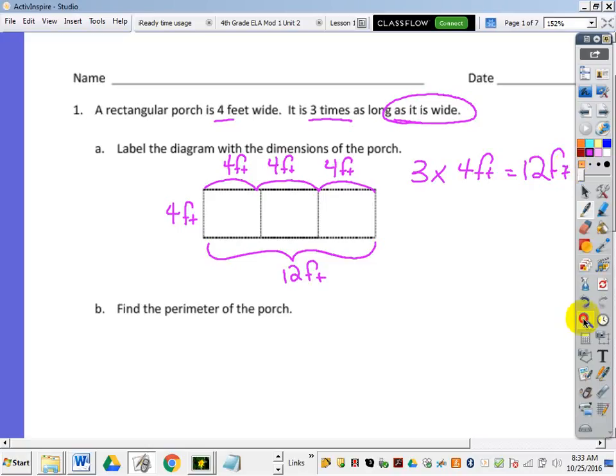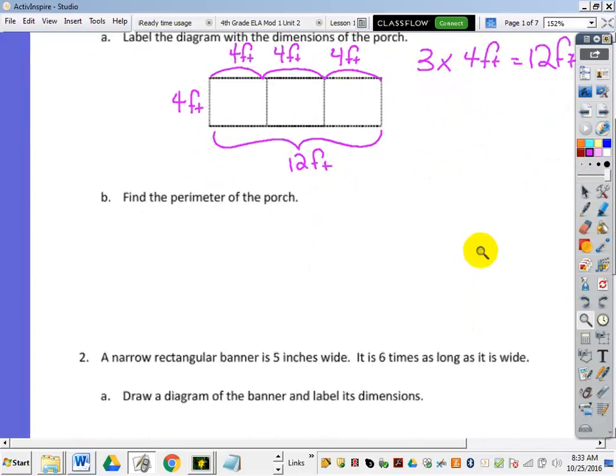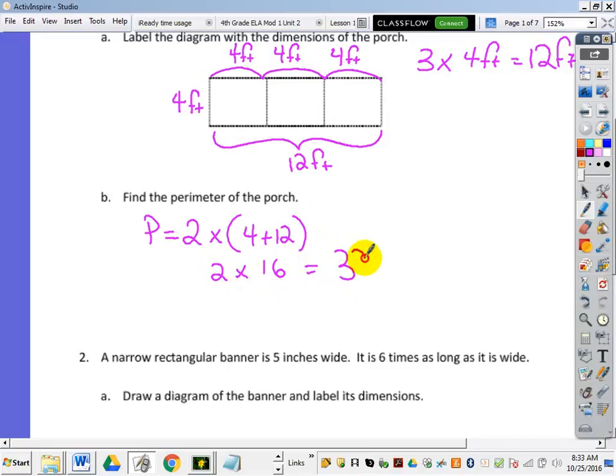Now the next, as long as we know the length and the width, we should be able to find the perimeter by adding up all 4 sides. Or if you are good at multiplication, the perimeter would be equal to 2 times this 4 plus 12. So 4 plus 12, 16. If you double 16, you get what for a perimeter? 32. Thank you. 32, and it's going to be feet.